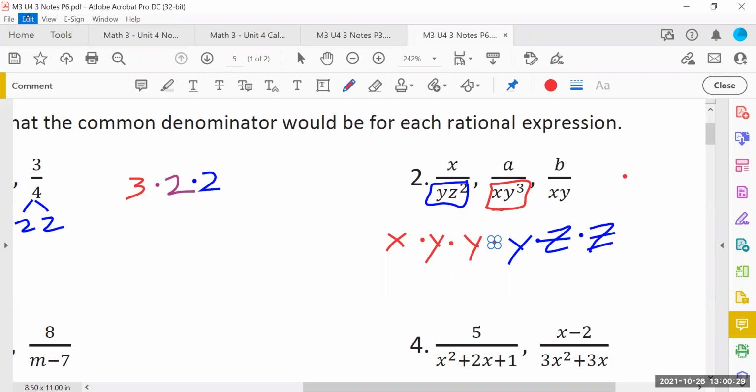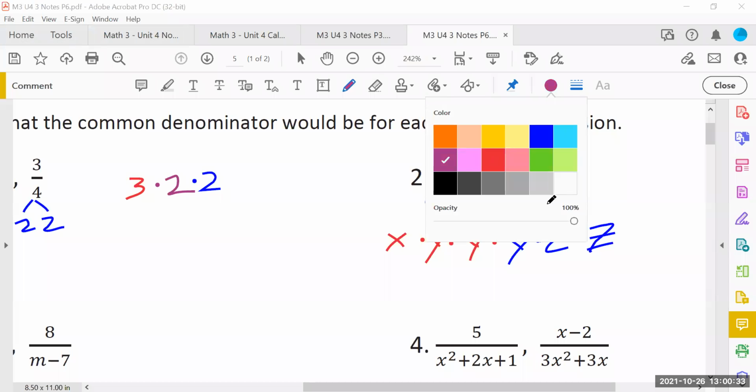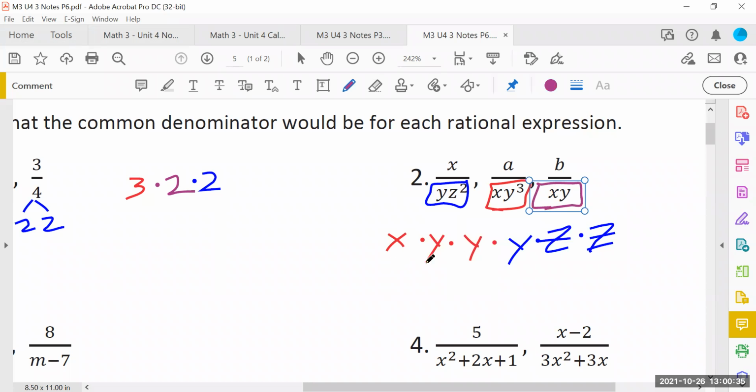So now I come to the third one. XY. Well, I already have an X and a Y. I have everything I need to build it already. So I don't have to add anything into my little box of blocks. Does that make sense? So now I can rewrite this and say, okay, my least common denominator is x y to the third z squared. That's my least common denominator for this.